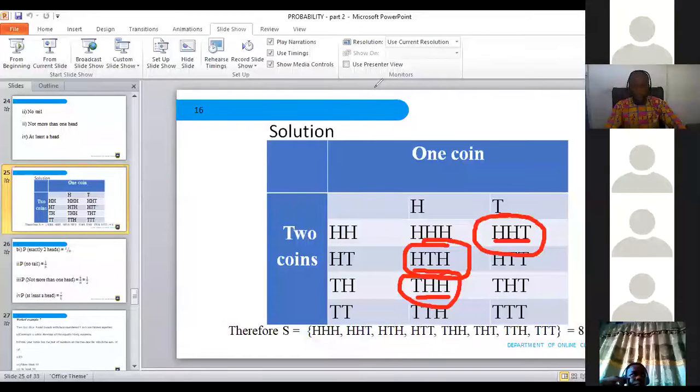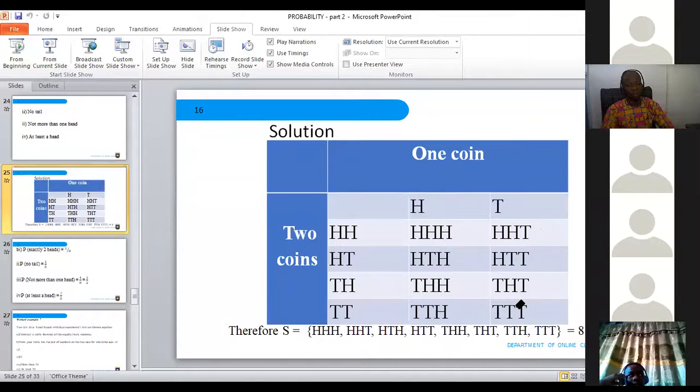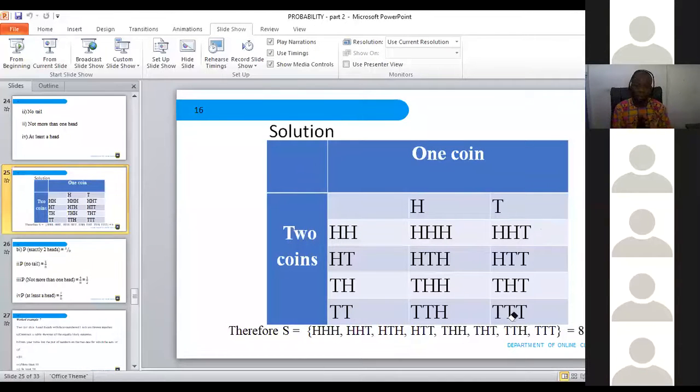Yes, sir. And you said the next one is what? The probability that you get no tail. No tail, which means that there wouldn't be any tail. If you have 3 coins and none of them will be tail, meaning they are all going to show head, head, head. Are you okay? And that will be 1 over 8. No tail means that they are all heads.